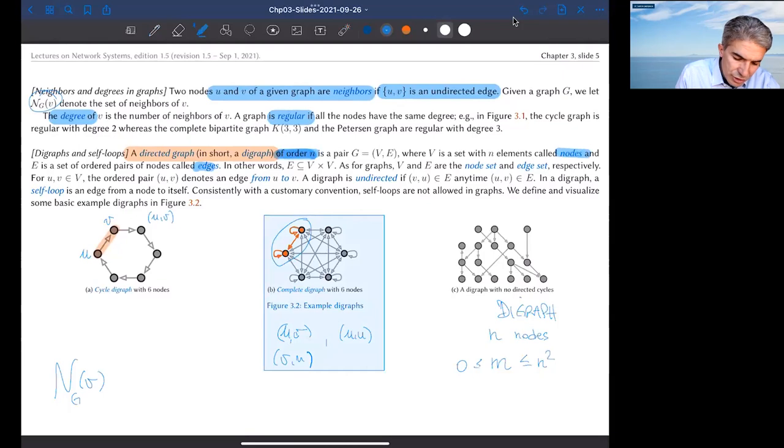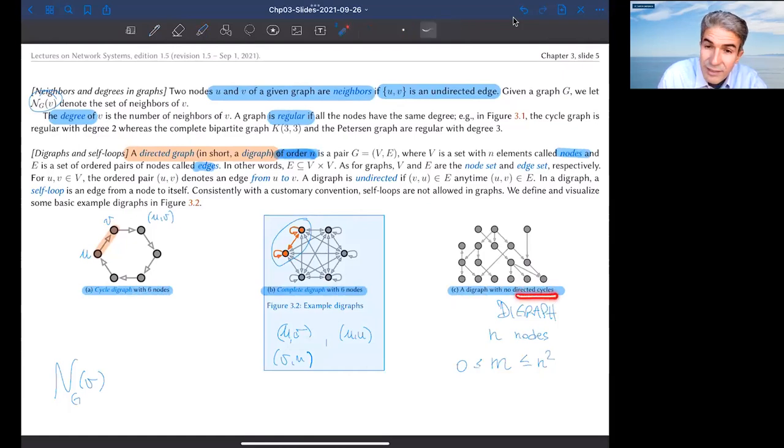And this is a cycle digraph with six nodes. This is the complete digraph with six nodes. And this is another example. This is a digraph which has no directed cycles. What's a directed cycle? Let's maybe remember that I need to define this, and I will do so in two slides. All right. Intuitively, the directed cycle.